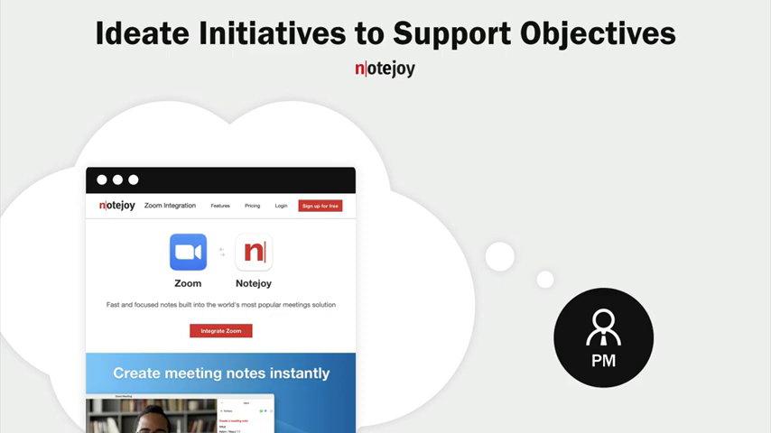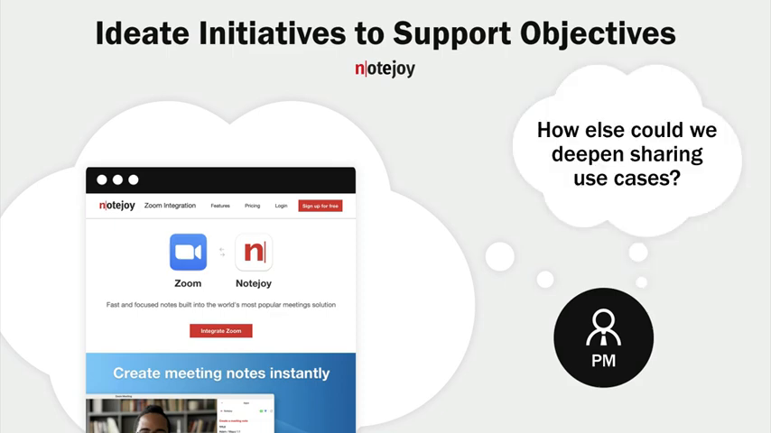For example, as with NoteJoy, rather than thinking of the objective first, the PM might first have thought to create a Zoom integration. Realizing one of the end benefits of the Zoom integration is to deepen sharing use cases, they might think about how else they could deepen sharing use cases as an objective.